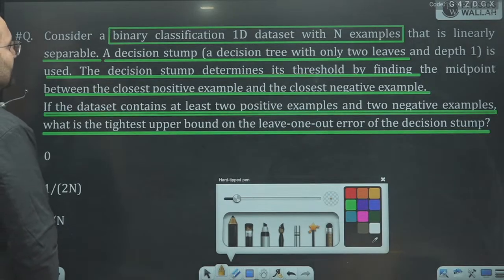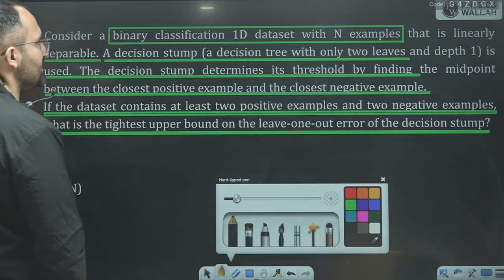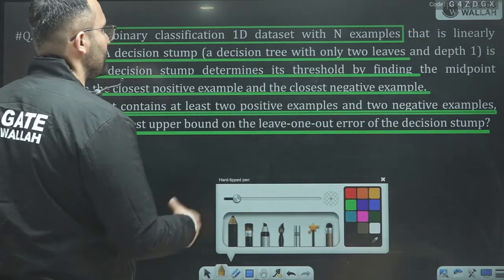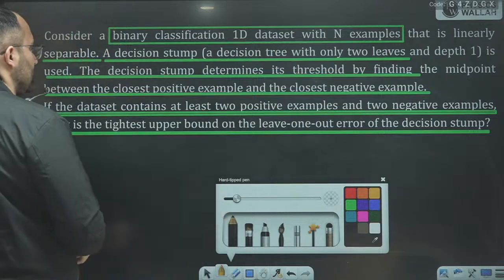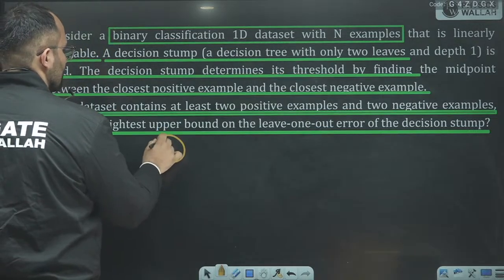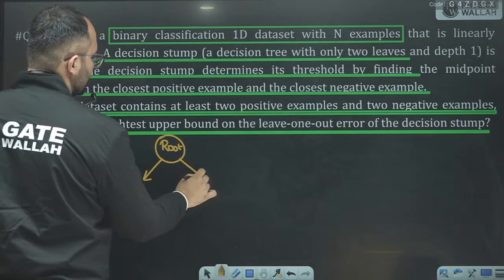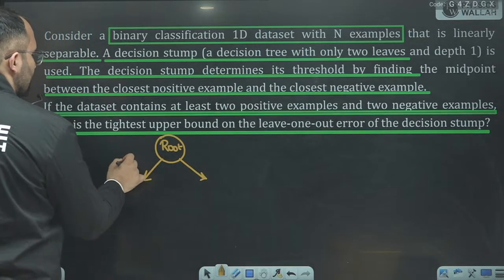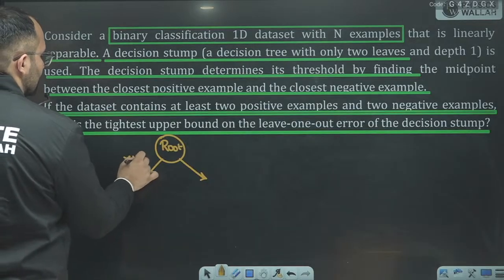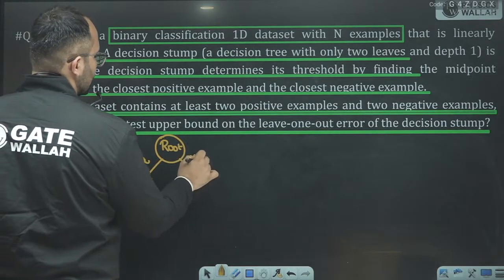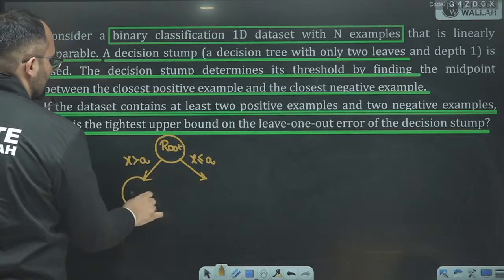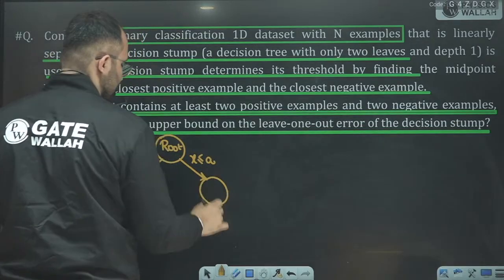That is linearly separable. A decision stump means we have a decision tree with depth 1, only 2 leaves are there, so we have a root node. We make some decision, positive and negative. Only one dimension is there, so x is greater than something, x is less than or equal to something. So we have the 2 terminal nodes here.